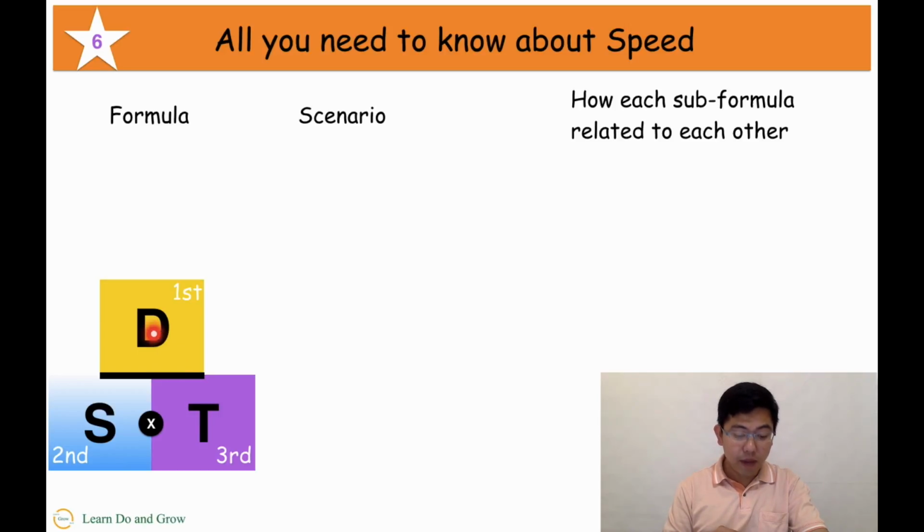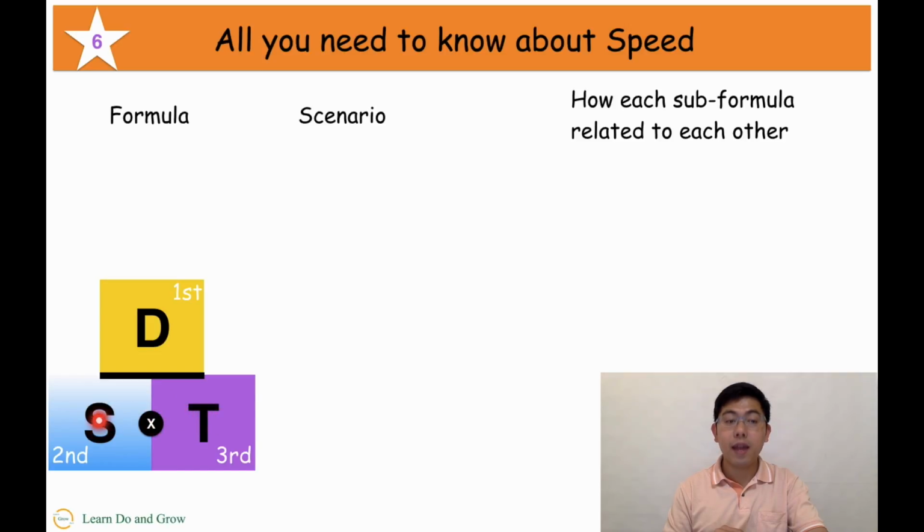So in this case, we have D, we have S, we have T. Why do I put D here? Assuming that these three are running in a race, and in A, B, C, D, D comes first, right? And after that, all the way S second, T third. So when we put them here, first, second, third. If you want to find D, we just have to block D. What do you see? You see S times T. So that is a formula.